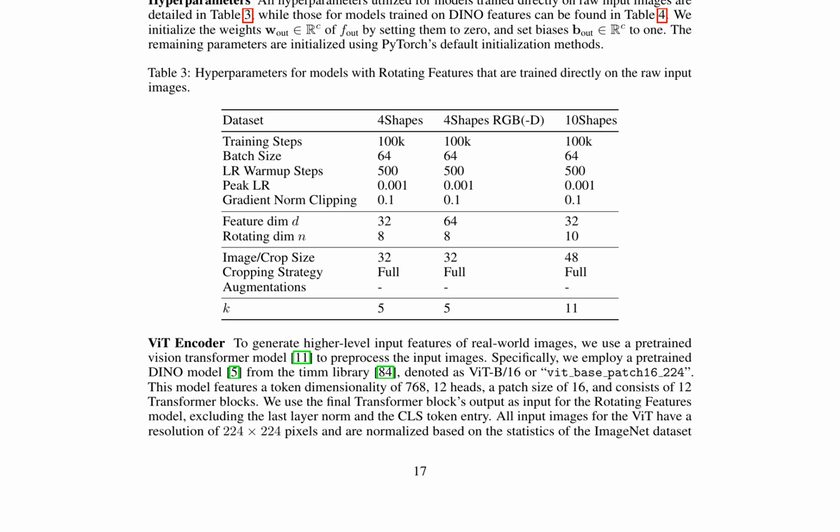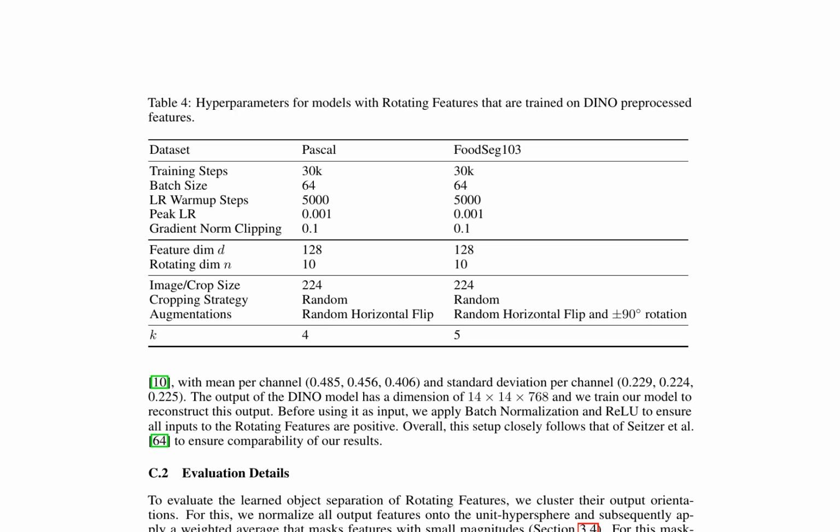The final output of the transformer block is used as input for the rotating features model, excluding the last layer norm and the CLS token entry. The Pascal VOC and FoodSeg103 datasets, utilizing DINO preprocessed features, are trained on models with rotating features. This setup closely follows Seitzer et al.